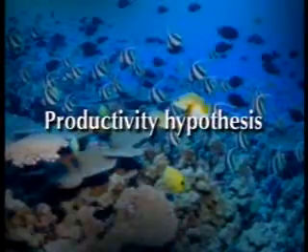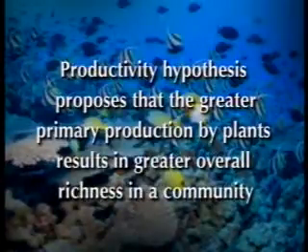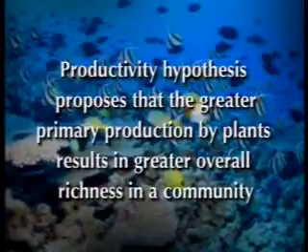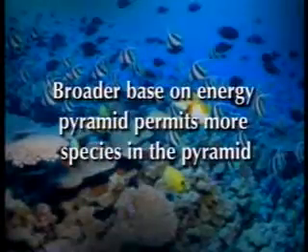The next hypothesis is the productivity hypothesis. This hypothesis proposes that greater primary production by plants results in greater overall richness of species in a community, because a broader energy base in a pyramid, particularly in an energy pyramid, permits more species in the pyramid.